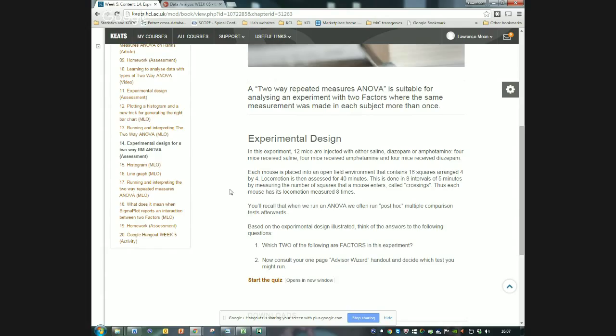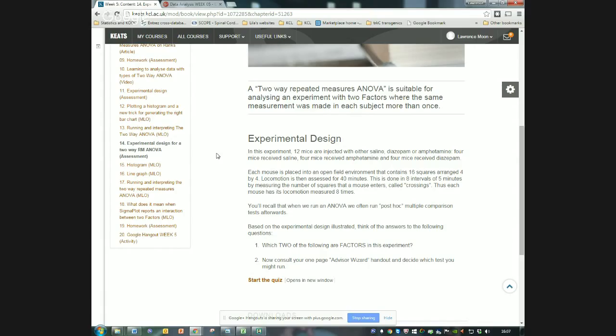So each mouse has its locomotion measured 8 times. So this is a repeated measures design. You've measured crossings 8 times in each mouse. And you should be able to see that there are two factors in this experiment. So there's the treatment, saline, diazepam, or amphetamine. So this factor has 3 levels, but there's also another factor, and this is time.